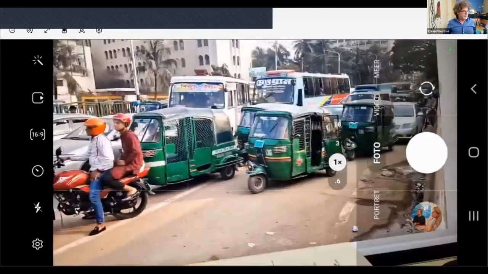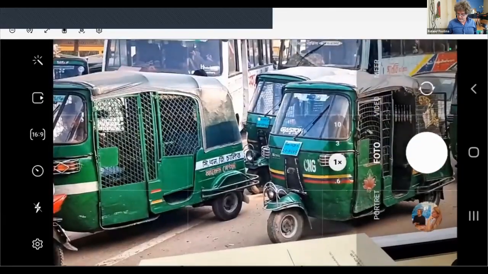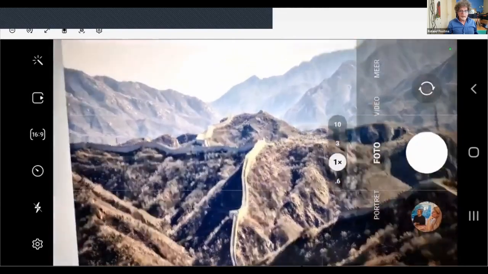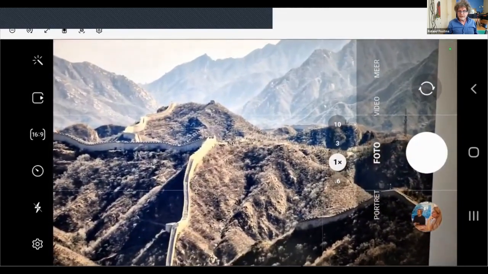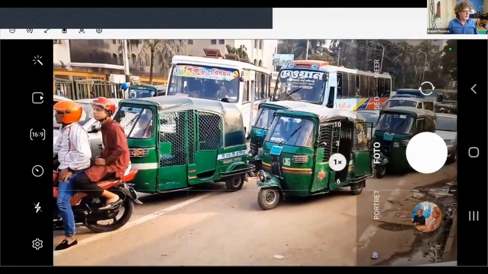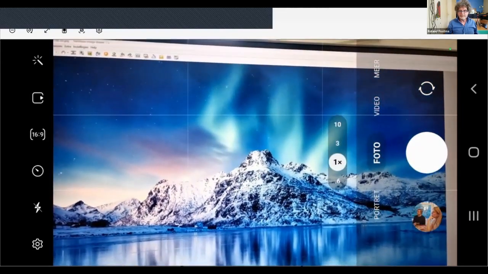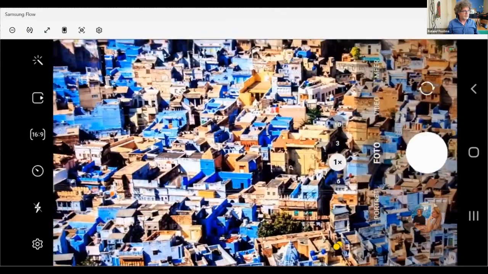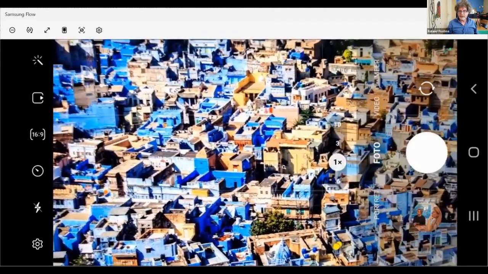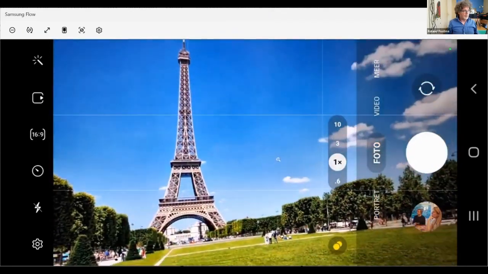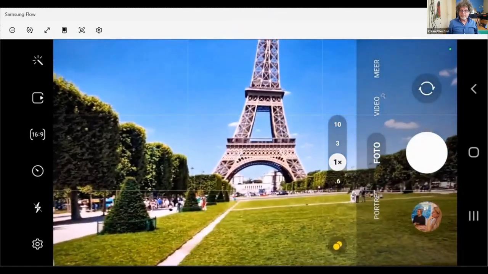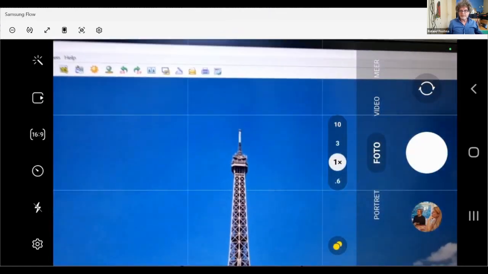And of course, if you don't have an object at hand, just go to your screen. I can take you to China. I can take you to Norway. I can take you to India, Paris. And I tell you a story about the Eiffel Tower.